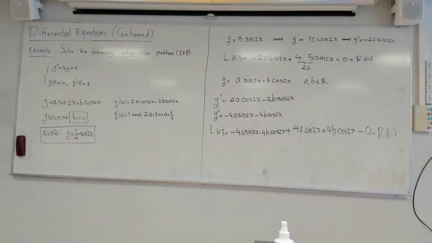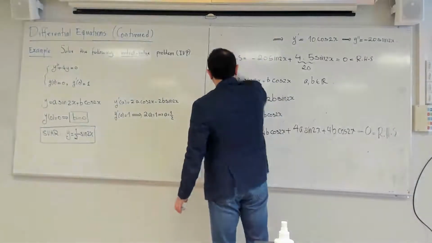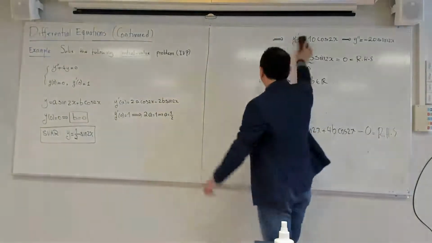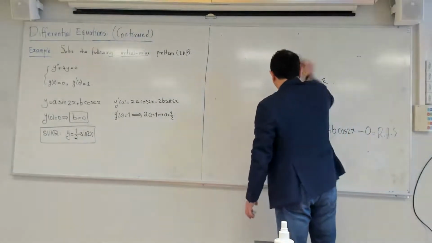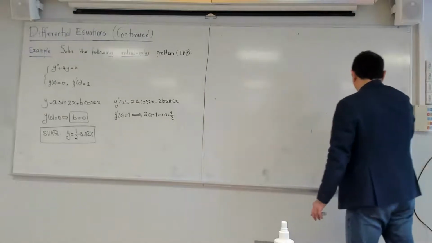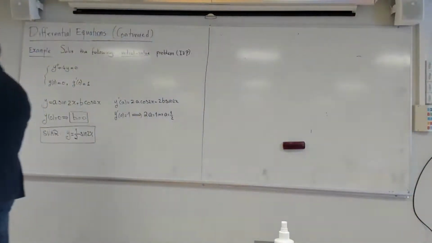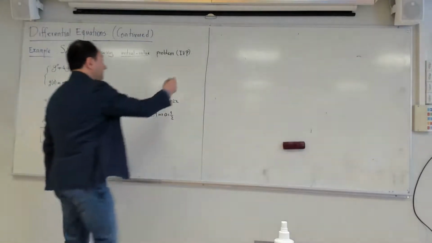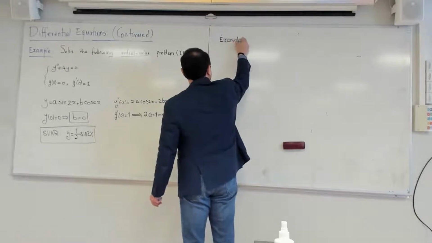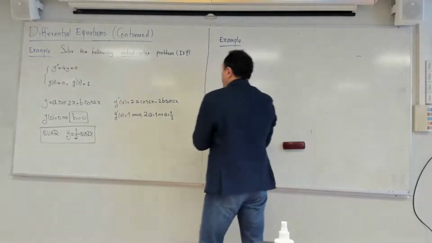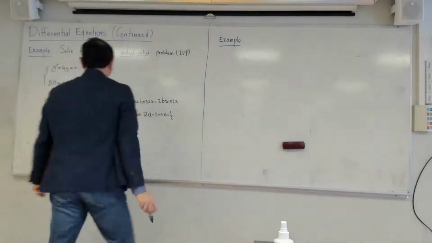For example, if you want to have it in your notebook, let me just do the same thing for a boundary value problem. Here, I just want you to understand the meaning of an initial value problem and a boundary value problem. So I can write it here down for you. Example: solve the following boundary value problem.